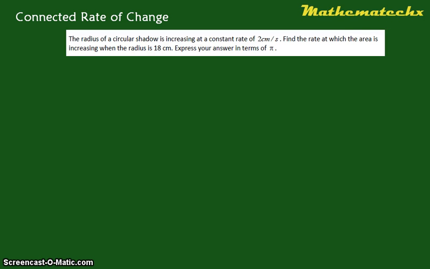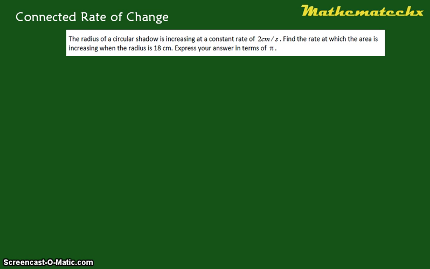Hi, here is another application of differentiation. This one is on connected rate of change. It says the radius of a circular shadow is increasing at a constant rate of 2 centimeters per second. Find the rate at which the area is increasing when the radius is 18 centimeters. Express your answer in terms of pi.